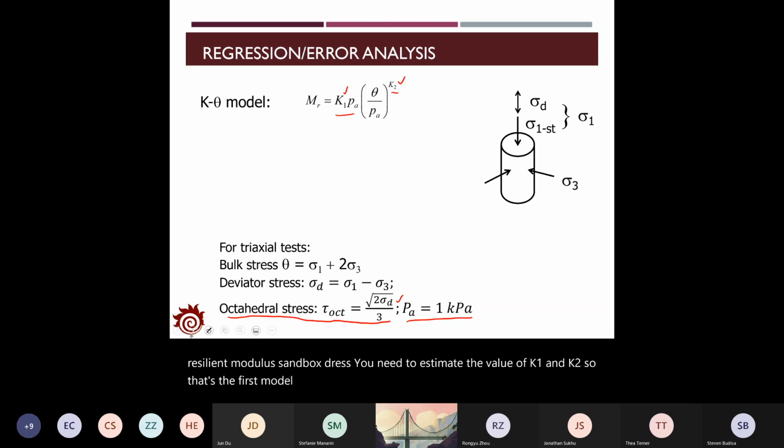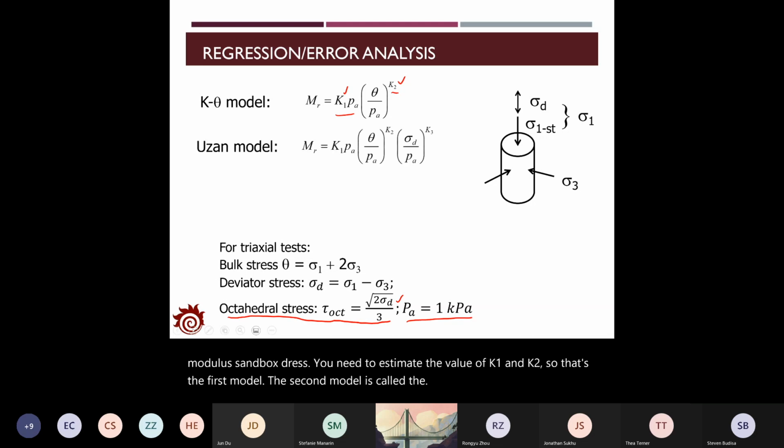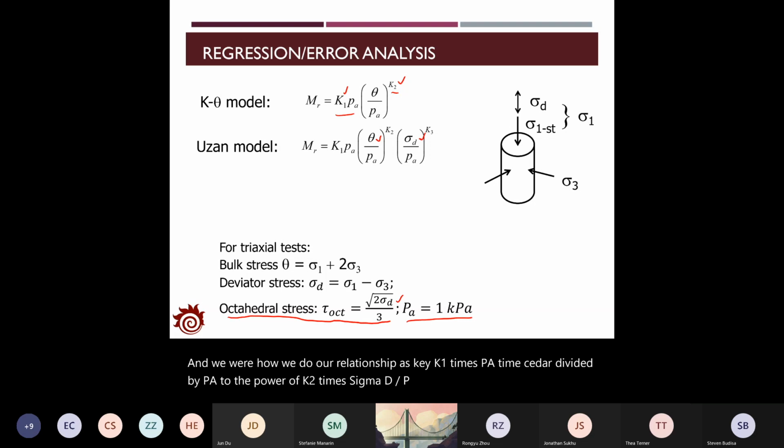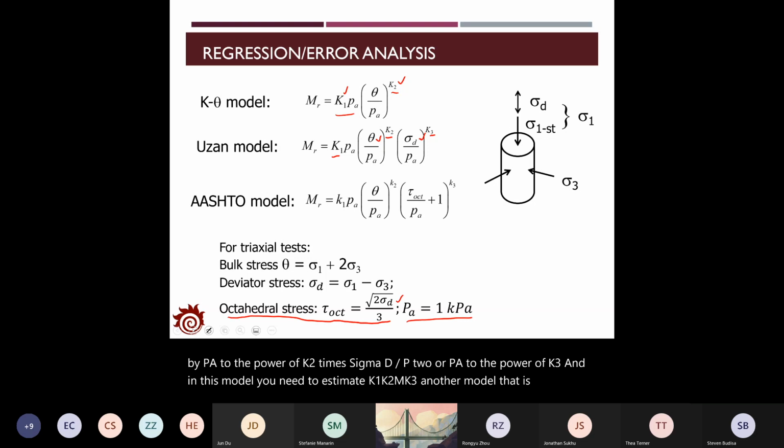The second model is called the Uzan model. In this model, we have to consider both the impact of the bulk stress and the deviator stress, so that will be theta and sigma d. We have the relationship MR equals K1 times PA times theta divided by PA to the power of K2 times sigma d divided by PA to the power of K3. In this model, you need to estimate K1, K2, and K3. Another model that is commonly applied is called the regression model.